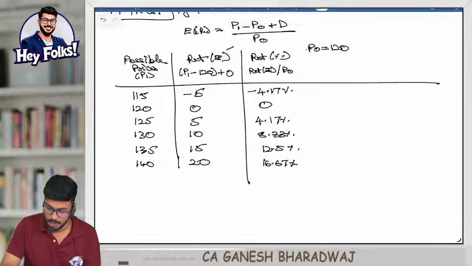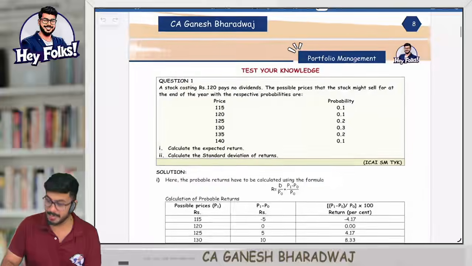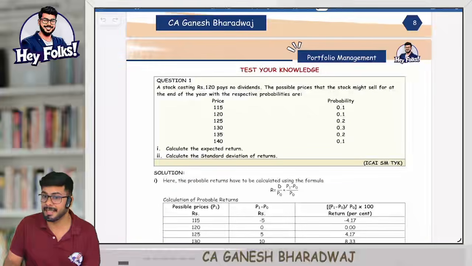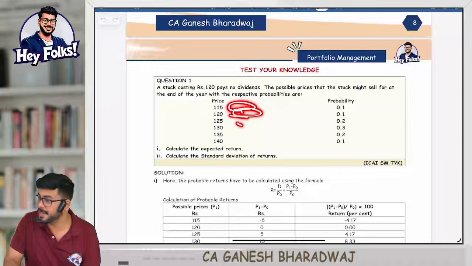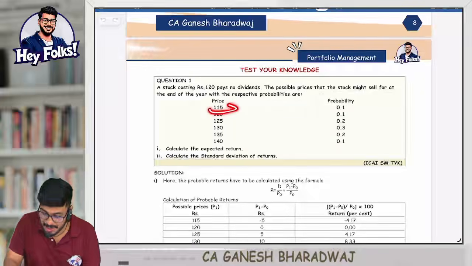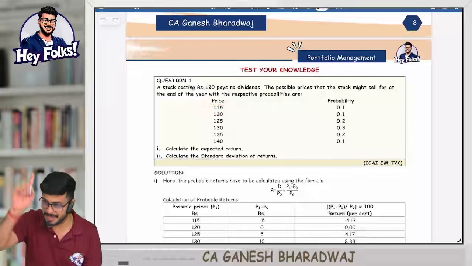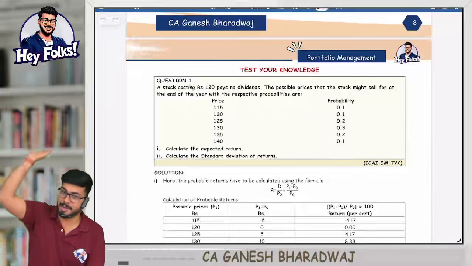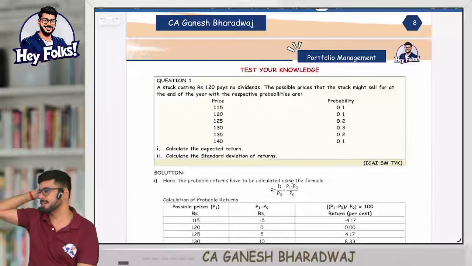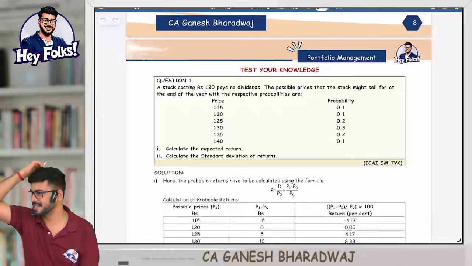So now remember, in this question, what have they given? They have not directly given 5 different possible returns. They gave the 5 different possible prices at the end of year 1. Hence, the first step is to calculate the 5 different possible returns, and that's what we did right now. Is that clear? Guys, this is how they can twist. Are you guys getting it?